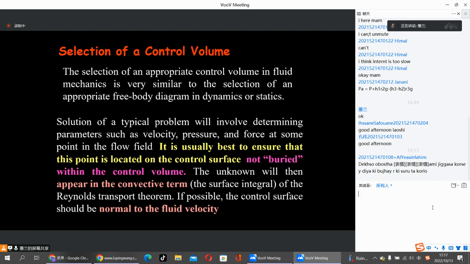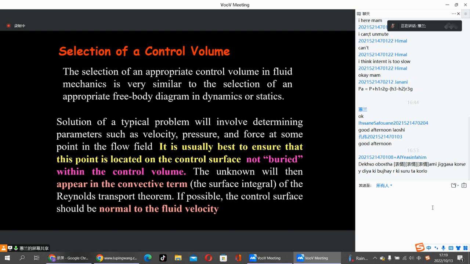Just now we said we can choose the control volume as you wish. It is just a region you would like to observe. However, the selection of an appropriate control volume in fluid mechanics is very similar to the selection of an appropriate free body diagram in theoretical mechanics. It's very important. In theoretical mechanics we can choose different objects to draw the FBD and then write down the equilibrium equation or dynamic equation. Different choices will result in different levels of easy or difficult. The solution of a typical problem will involve determining parameters such as velocity, pressure, and force at some point in the fluid.